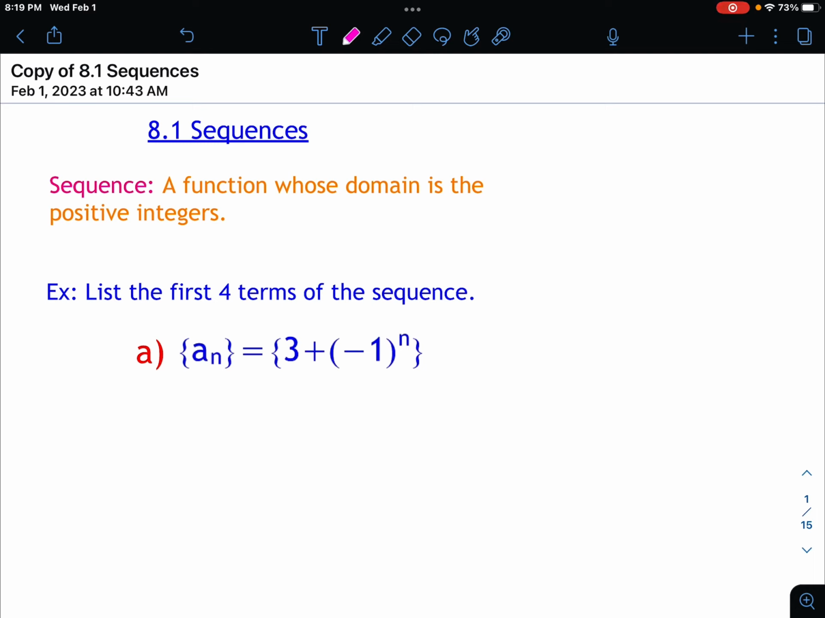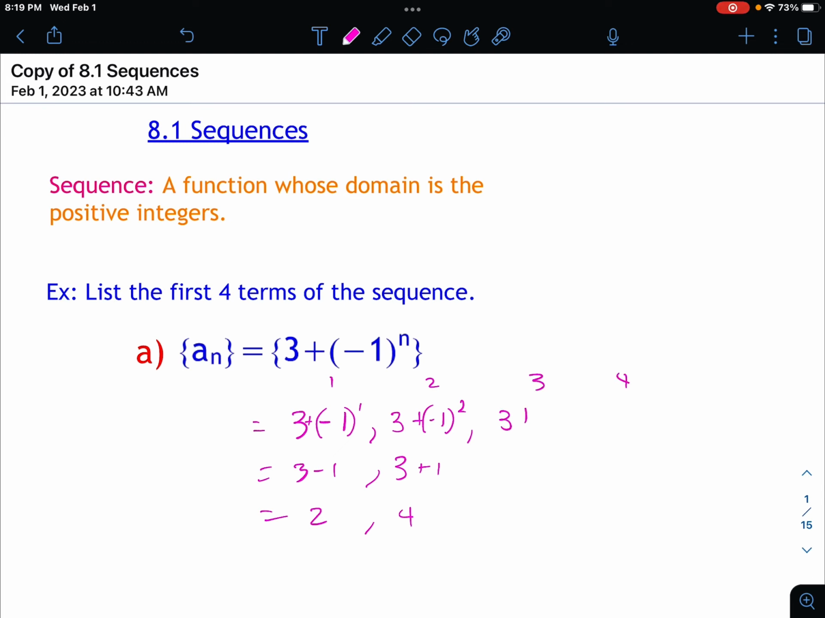And what you guys are going to see is we're going to get 3 minus 1 plus right here. And this is going to leave us with 3 minus 1, which is going to leave us with 2. The next term in the sequence, we're going to have 3 plus negative 1 squared, which is going to leave us with 3 plus 1, which is 4.